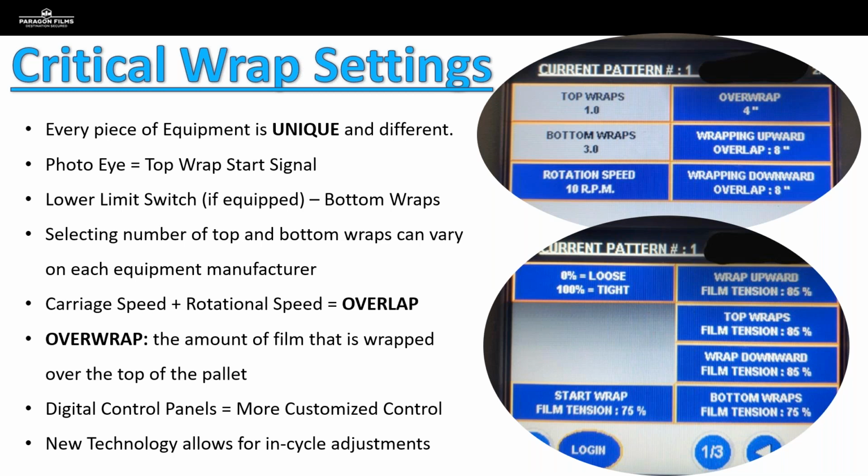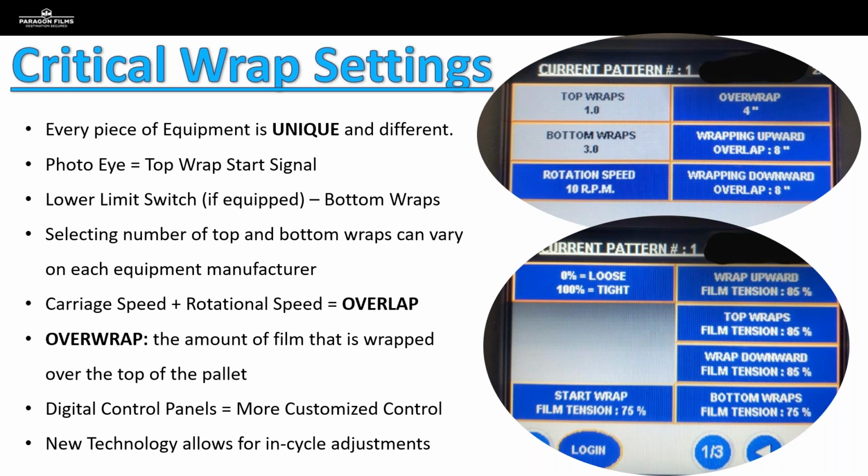So that way the photo eye understands exactly where the pallet ends and therefore gets those correct numbers. You also have your carriage speed and rotational speed that affects the overlap, which is how much film covers the previous layer of film, right? That's the basic overlap. If you were to change that carriage speed way up and that rotational speed way up, you end up getting very little overlap, excuse me. Whereas if you were to vice versa, turn that all the way down, both carriage speed and rotational speed, now you're getting a lot of overlap.